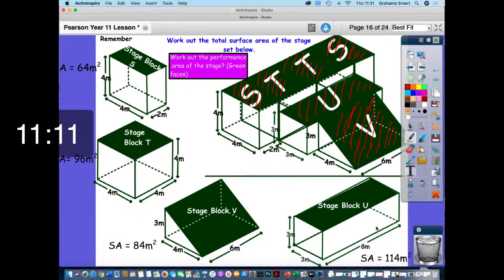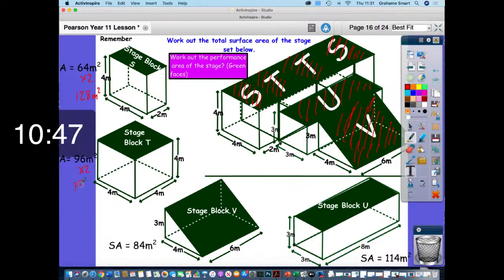Okay, so the total surface area is quite straightforward. We already know the surface area of one stage block S is equal to 64 metres squared. And we know we've got 2 block S's here. So I'm going to times that one by 2. So that'll give me 128 metres squared. Because we have 2, and we've got 2 block T's also. So again, I'll times that one by 2. So what would that give me?